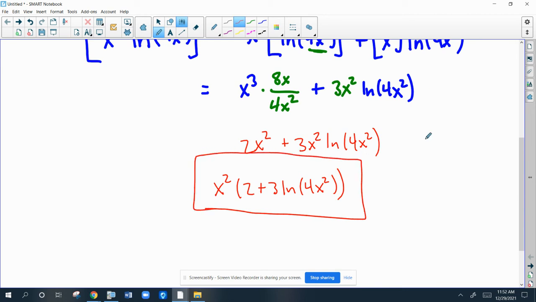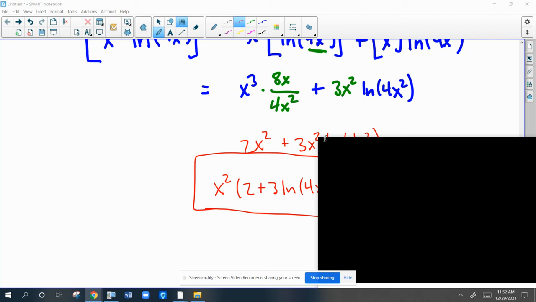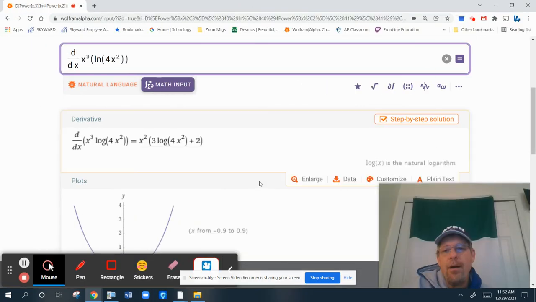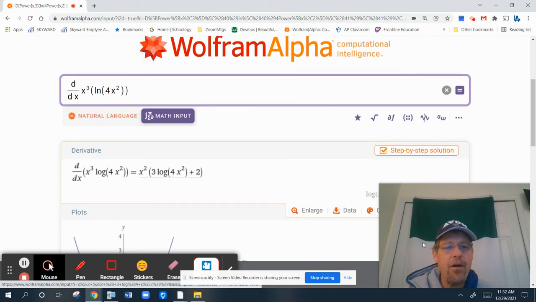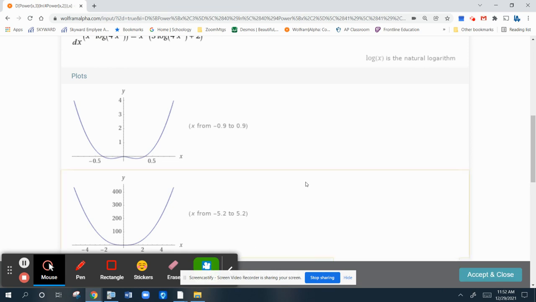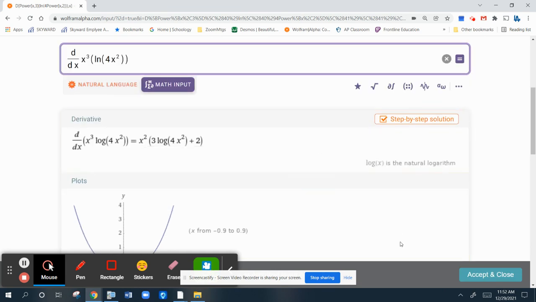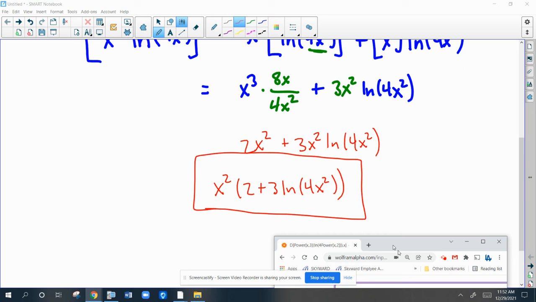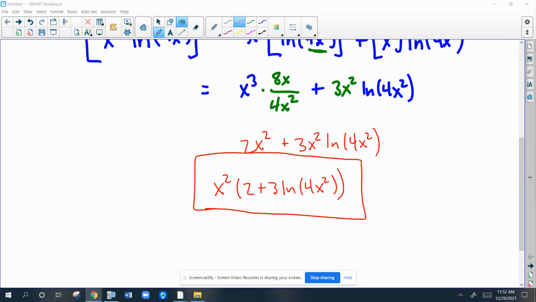Wolfram Alpha is always a good way to check if you can access it. I did that, so let me pull that in. Now with Wolfram Alpha, when you do natural logs, they always convert it to log. If you look down here, they say log x is the natural log. So we have x squared times 3 natural log of 4x squared plus 2, which is what we got. So there you go.